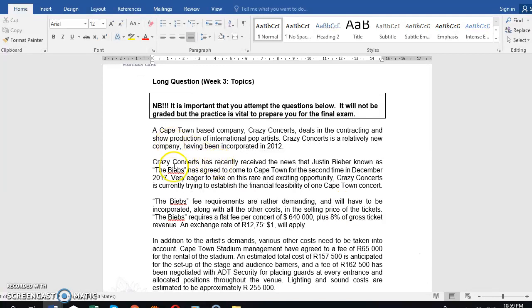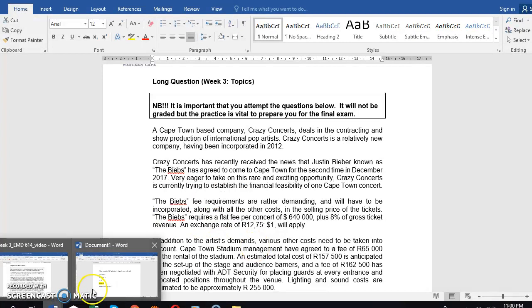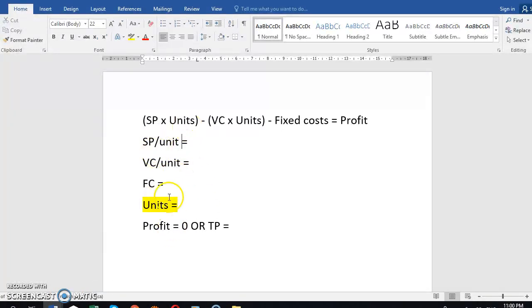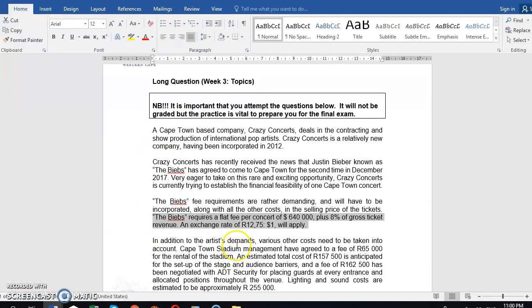So this is Crazy Concerts, and they give us a lot of information. They're very eager to come to Cape Town, and then it says the Biebs fee. Justin Bieber's coming to Cape Town, and his fee requirements are rather demanding and will have to be incorporated along with all other costs in the selling price of the tickets. They require a flat fee of $640,000 plus 8% of gross ticket revenue. So now at this point, with this information, you're basically just asking yourself, okay, where does this fit into these things that I need? Alright, so let's talk about it.